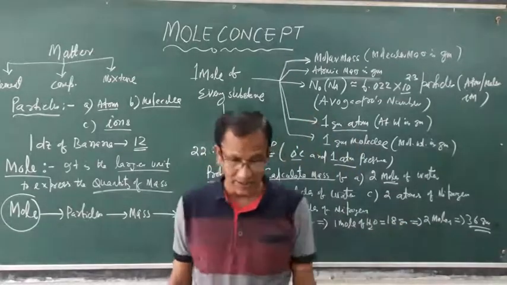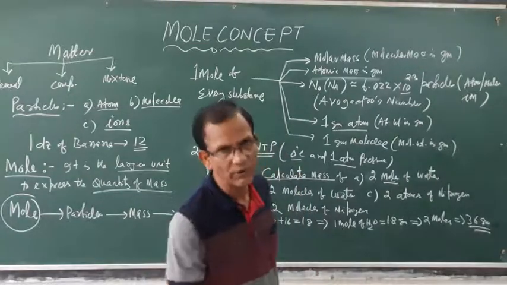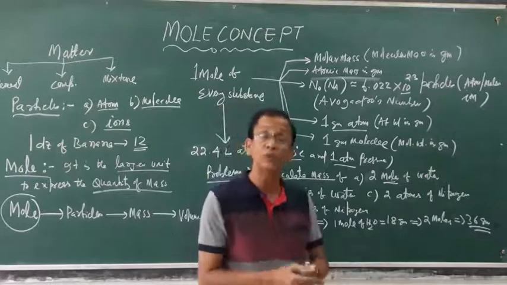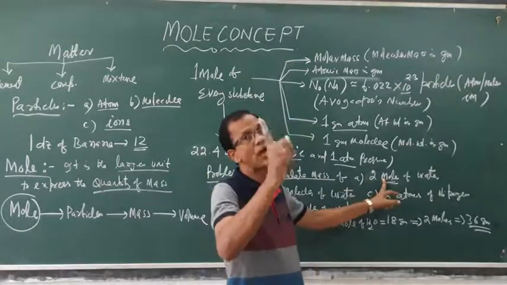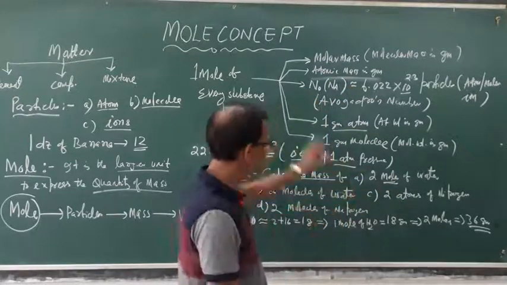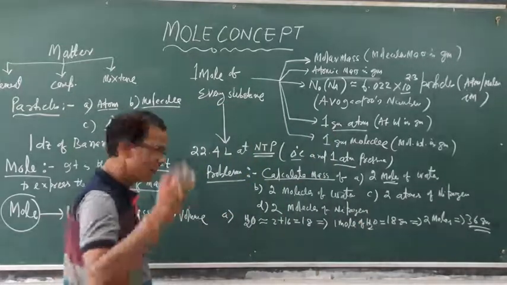That means if you are drinking 36 gram of water, in terms of moles, you are drinking 2 moles of water. Because 1 mole is the molar mass, that is 18 gram, so 2 moles will be 36 gram. Then the second question.